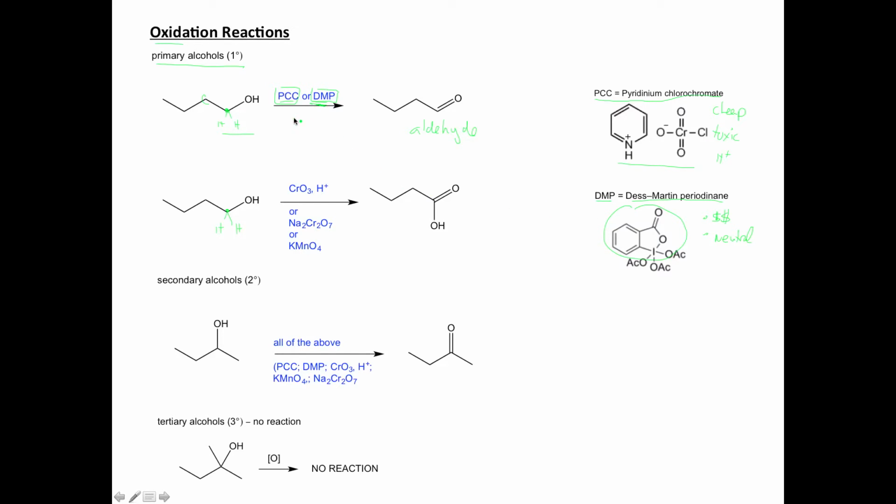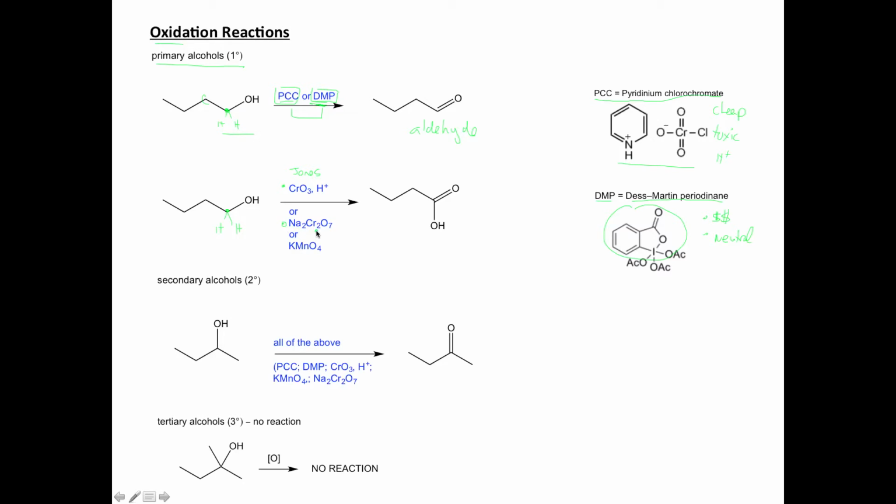Now for sophomore organic chemistry, we're really not going to get into it that deep. So essentially you can use PCC or DMP interchangeably. Either would work fine. Next, let's look at the next 3 reagents we want to talk about. Chromium trioxide and acid. That's called the Jones reagent.